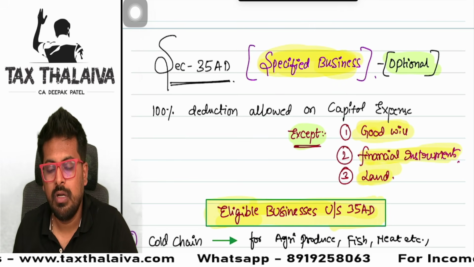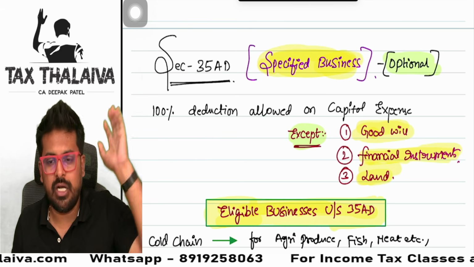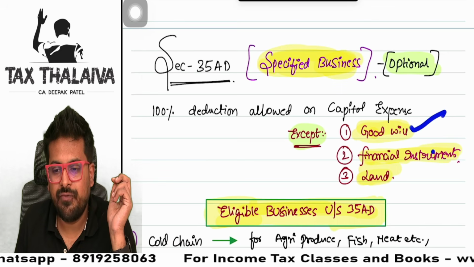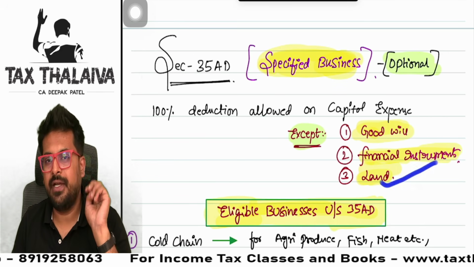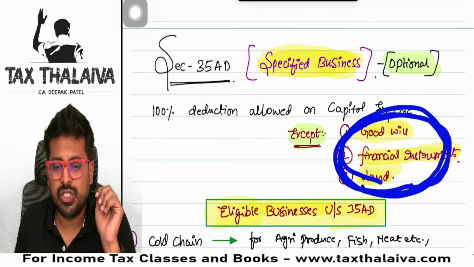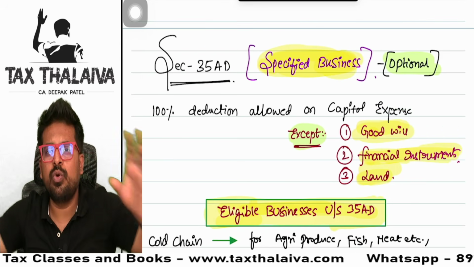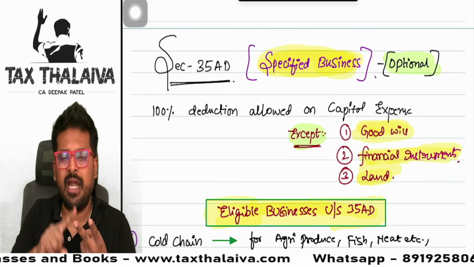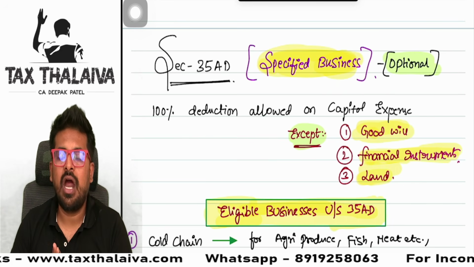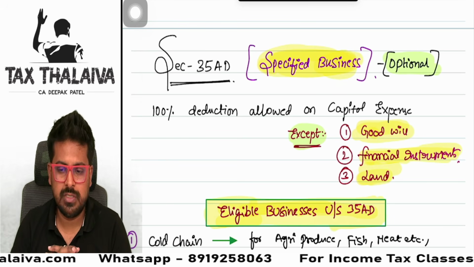But mind you, there are 3 kinds of capital assets which are not eligible for deduction under section 35AD. One is goodwill, the other is financial instruments, and the third one is land. If you invest in these kinds of capital assets, you are not eligible for deduction under section 35AD. Apart from this, whatever you invest, you buy building, you buy plant and machinery, you buy a car, any kind of capital asset, 100% of the capital expenditure is allowed in your books of accounts.